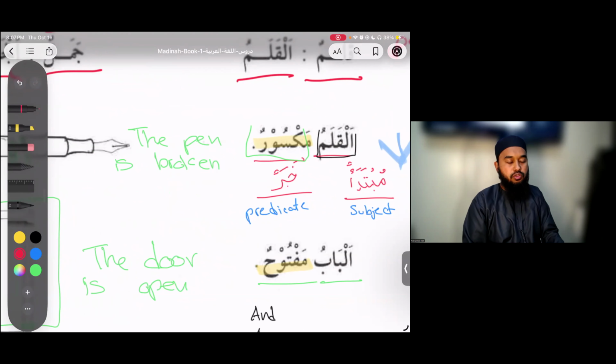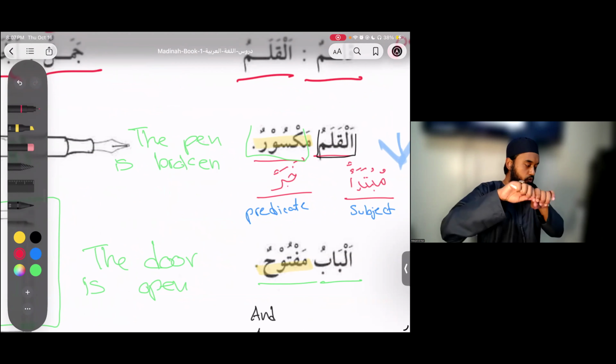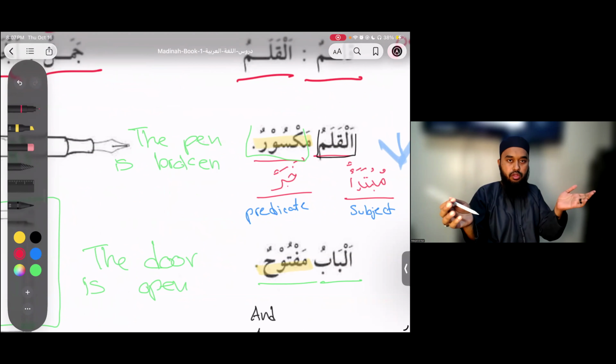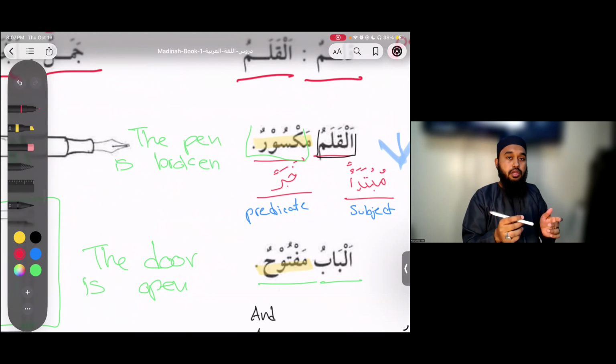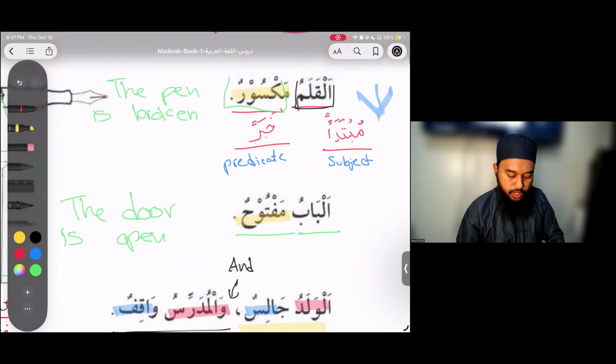So you can use that for anything. Just don't use it for qalam. You could hypothetically use that on anything. Like you have your phone, al-hatif, maksur. The phone is broken. You have a cup, al-kas, maksur, the cup is broken. You have a desk, al-maktabu, maksurun. Maksur means to be broken.